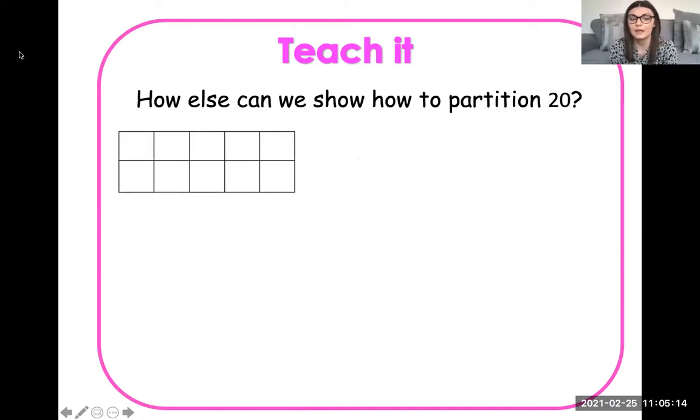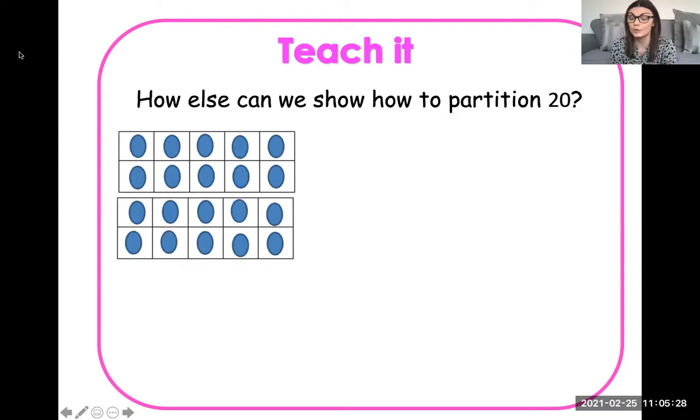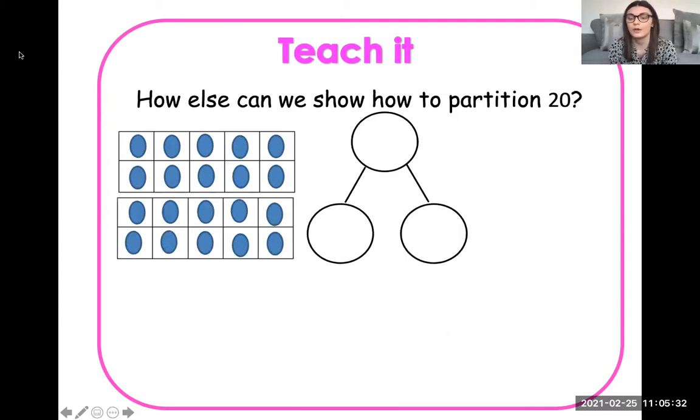Now, how many tens frames would I need? Would I need 1 or 2? Well done, I'd need 2 to make the number 20. And how many circles am I going to put in my tens frame? Well done, yes, I'm going to need all 20 today. Now, how could I show that on a part whole model? What number would have to go at the top? Well done. Yes, the number 20.